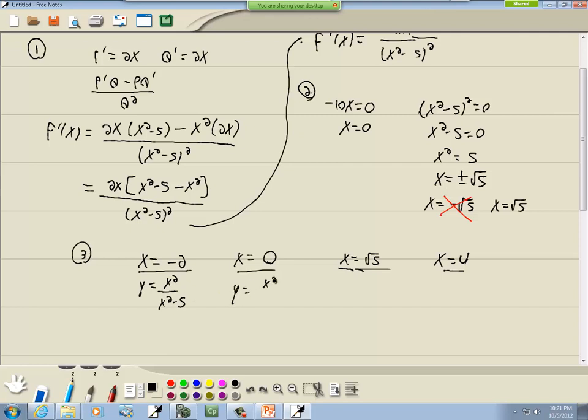Now this one's pretty easy to type in. I'm not going to put it in my calculator. You could if you wanted to, though. The key would be to put parentheses around the denominator. Anytime you have more than a single variable or a single number on top or bottom, you have to put parentheses around it.